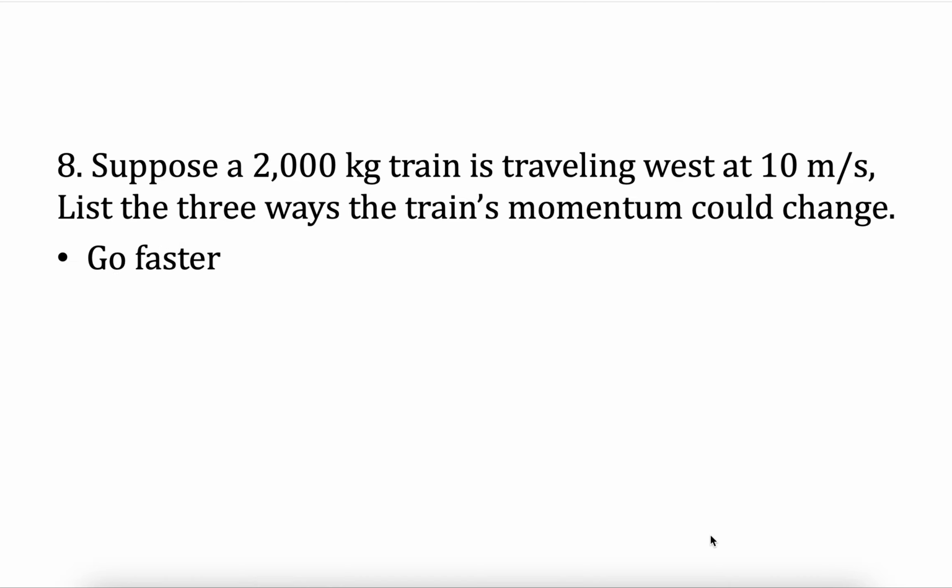The train could go faster, it would have more momentum. The train could go slower, it would have less momentum. And it could change direction, because remember, velocity also depends on direction, momentum depends on velocity. That's just to reinforce this idea that direction matters.